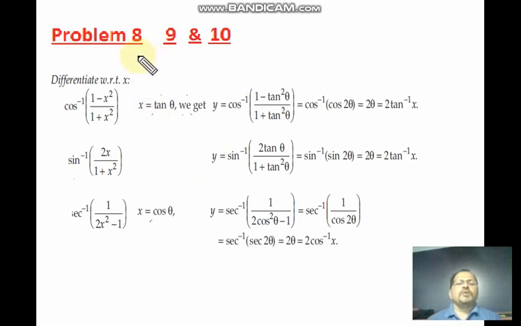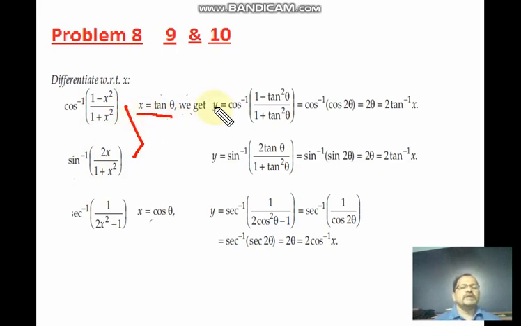Now in these problem numbers 8, 9 and 10, I will show you only the substitution. Cos inverse of (1 minus tan square upon 1 plus tan square) is the formula for cos 2 theta. 2 tan theta upon 1 plus tan square theta is the formula for sin 2 theta. Therefore for both these 8th and 9th problems, x is equal to tan theta is the substitution we are going to use.